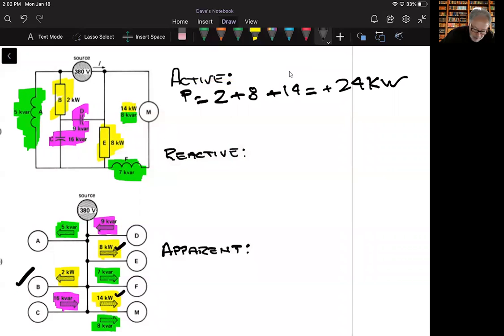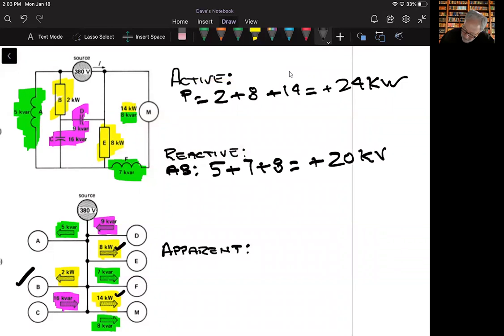Next thing I'm going to do is look at the reactive power that's absorbed by the system. And here I'm looking into my greens. So absorbed Q is equal to 5 plus 7 plus 8, which is positive 20 kVAR, because these are inductive.